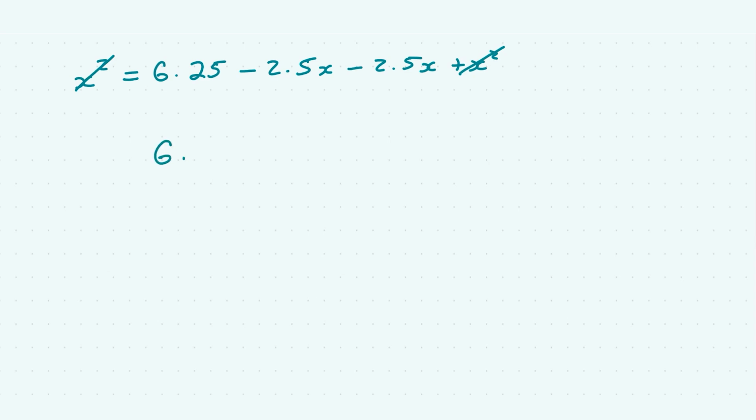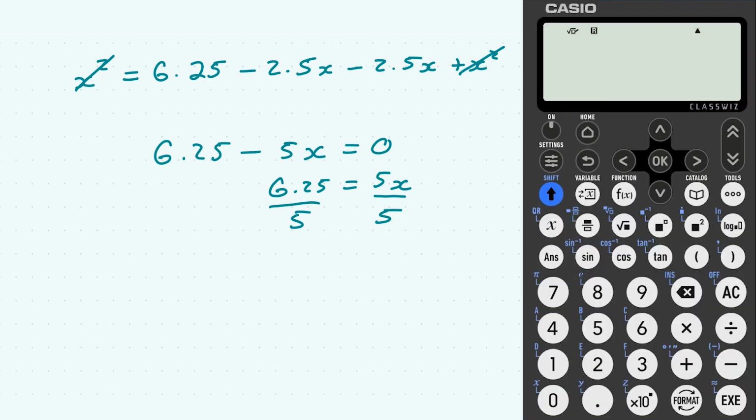So we have 6.25, and negative 2.5 and negative 2.5 would be negative 5x. You say this equals 0. 6.25 equals 5x. If we divide both sides by 5, throw this one into our calculator just to have a better look, because it's a bit of a complicated one, and then we'll find our value of x. And then throwing this into our calculator, 6.25 divided by 5 will give us our x value of 1.25.